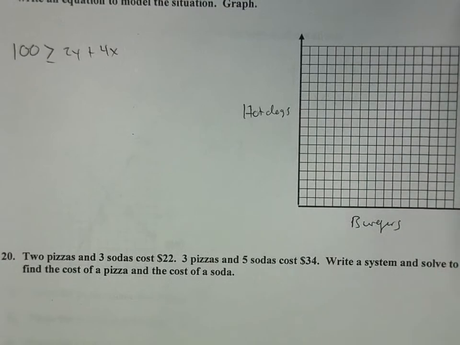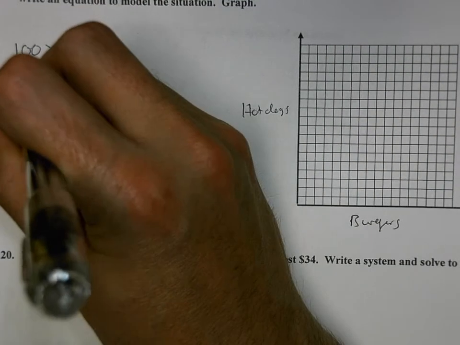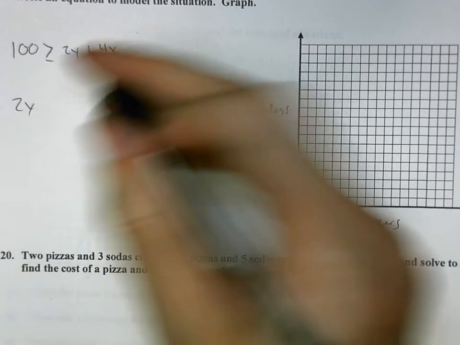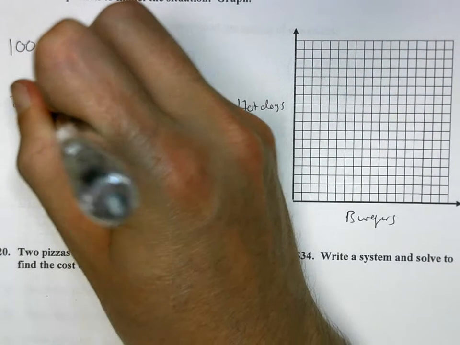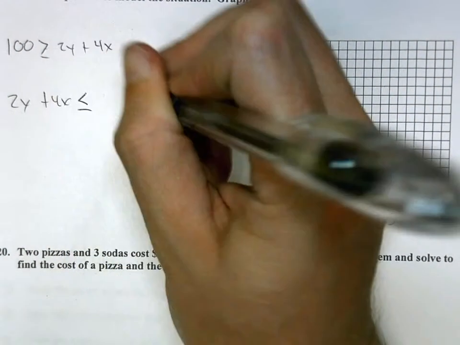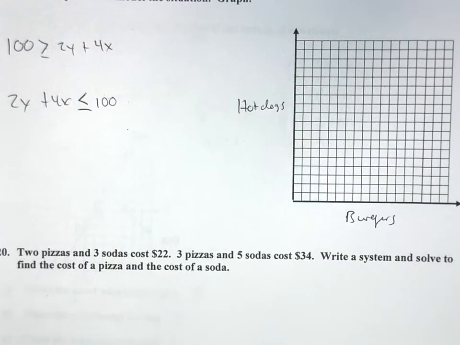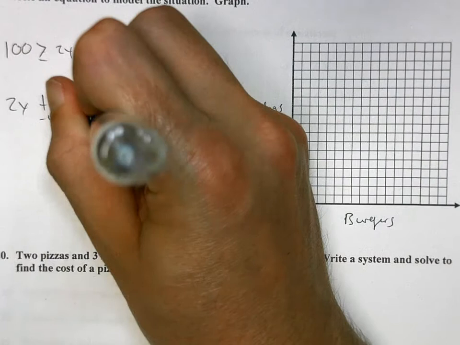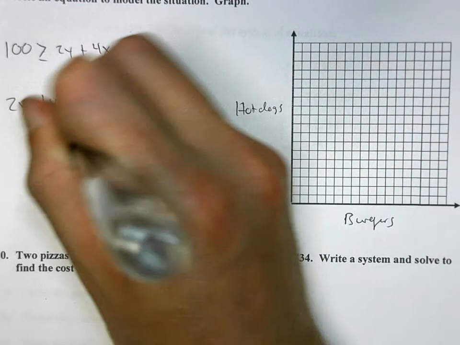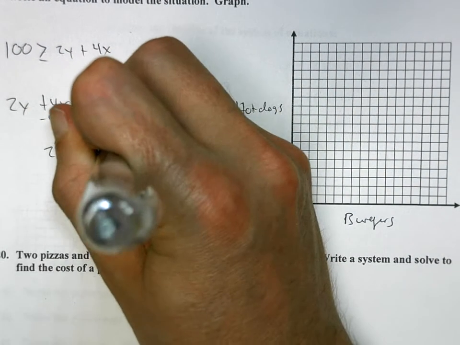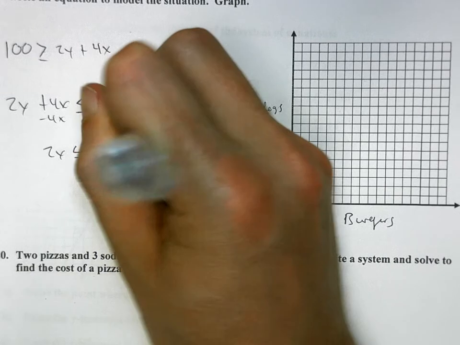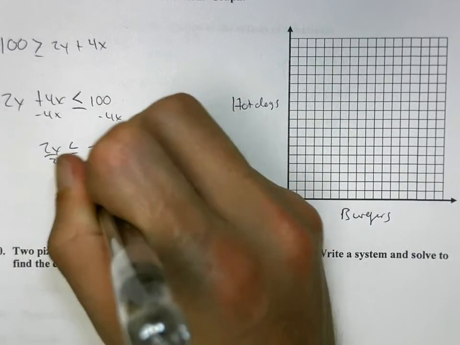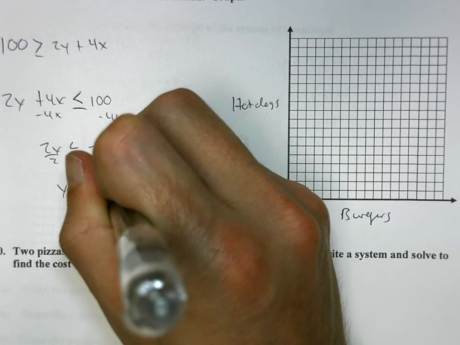Okay, let me switch this around real quick. I'm going to put 2y. See how the arrow is pointing to 2y? I want to make sure the arrow still points over here. So 2y plus 4x needs to point towards 2y. Less than 100. So I'm going to move 4x. So 2y is less than or equal to negative 4x plus 100. Divide everything by 2. Y is less than or equal to negative 2x plus 50.